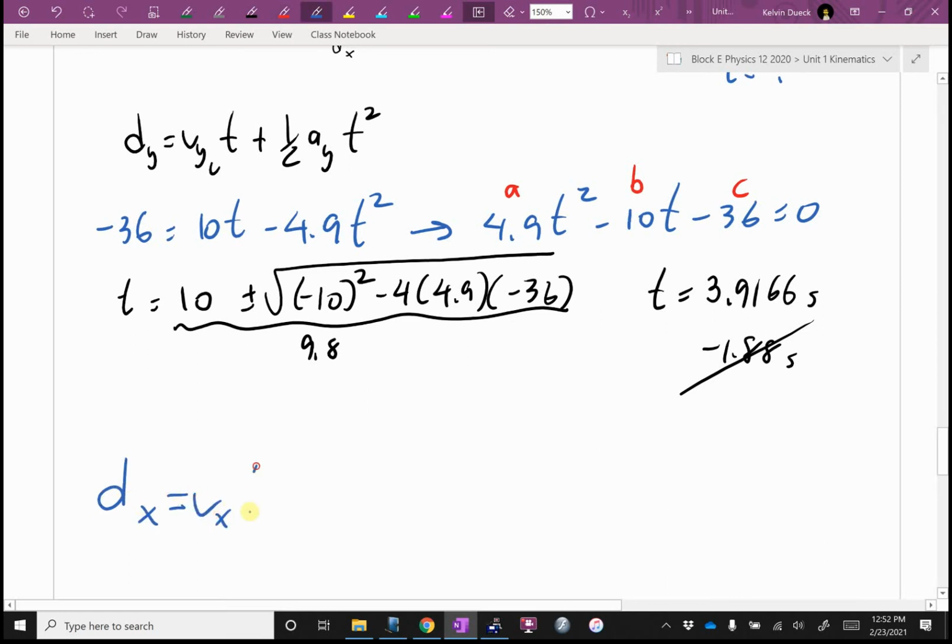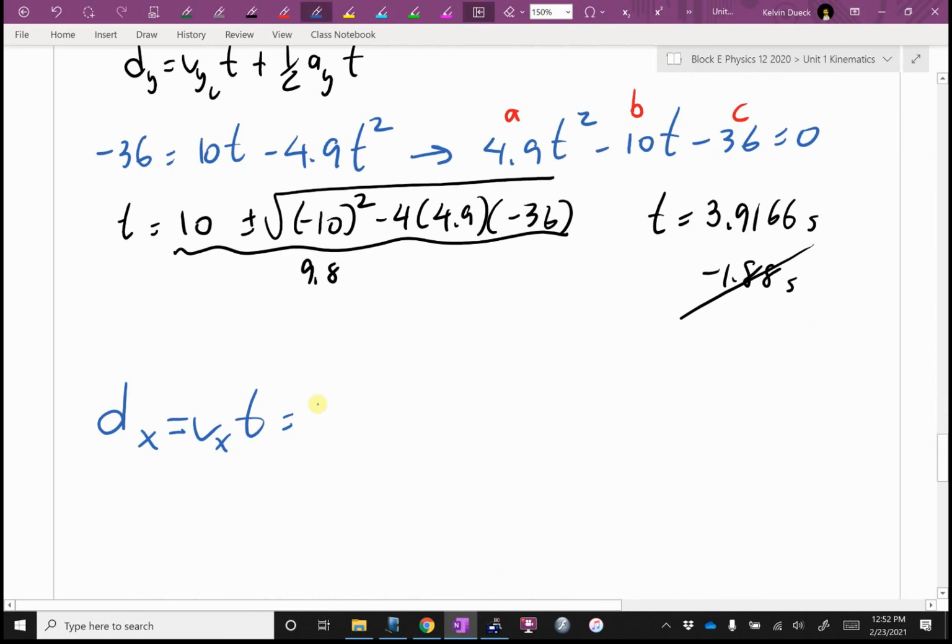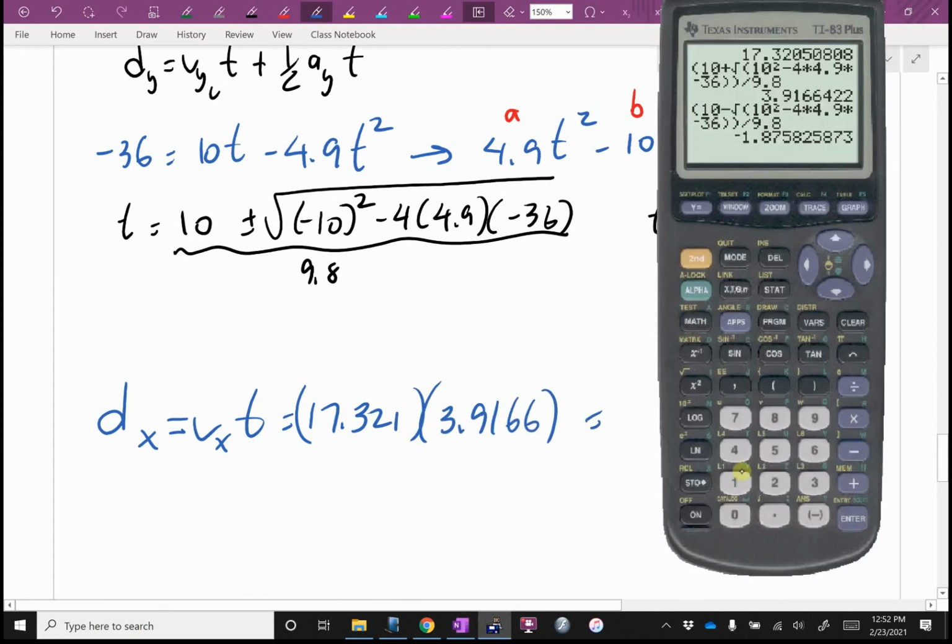dx equals vxt. Vx was 17.321 times 3.91166. Oh, wrong answer, Mr. Dueck. I did that last time, too. I want the positive one. There, that's stored in my calculator. 17.321 times answer button. Do you get 67.8?